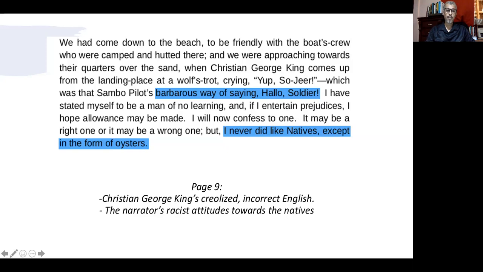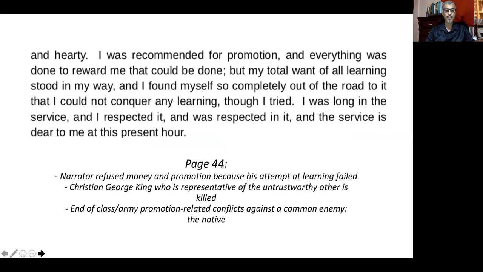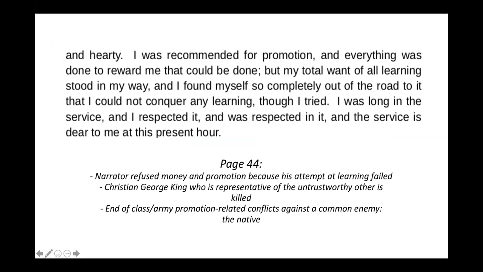So here, this was on page 9, and Christian George King's incorrect English is being criticized and attacked. The narrator's racist attitudes towards the others is my conclusion. Next, ladies and gentlemen, this is one of the final pages, the last page. "And I was recommended for promotion." And of course, he was offered not just promotion, but he was offered money by Carter, the lieutenant.